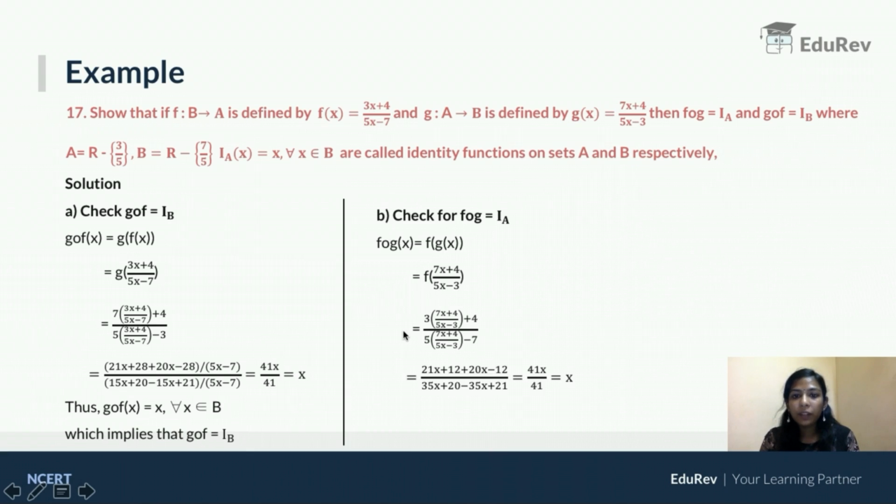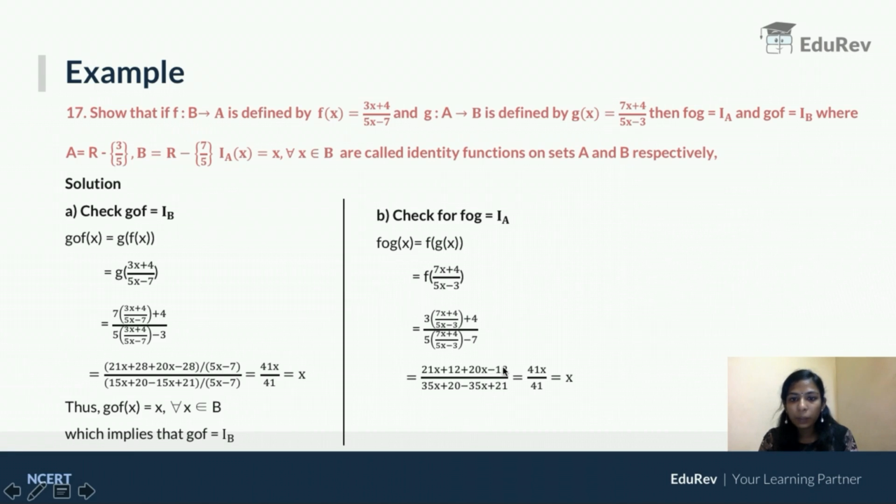If I simplify further, after taking LCM, what will be that? 3 into 7x plus 4 into 5x minus 3 by 5 into 7x plus 4 minus 7 into 5x minus 3. The 5x minus 3 terms get cancelled in the numerator and the denominator. So 7 3s are 21x plus 3 4s are 12 plus 4 into 5x is 20x plus 4 into minus 3 is minus 12. And here 5 into 7x is 35x plus 5 into 4 is 20 minus 7 into 5x is minus 35x and minus 7 into minus 3 is plus 21.